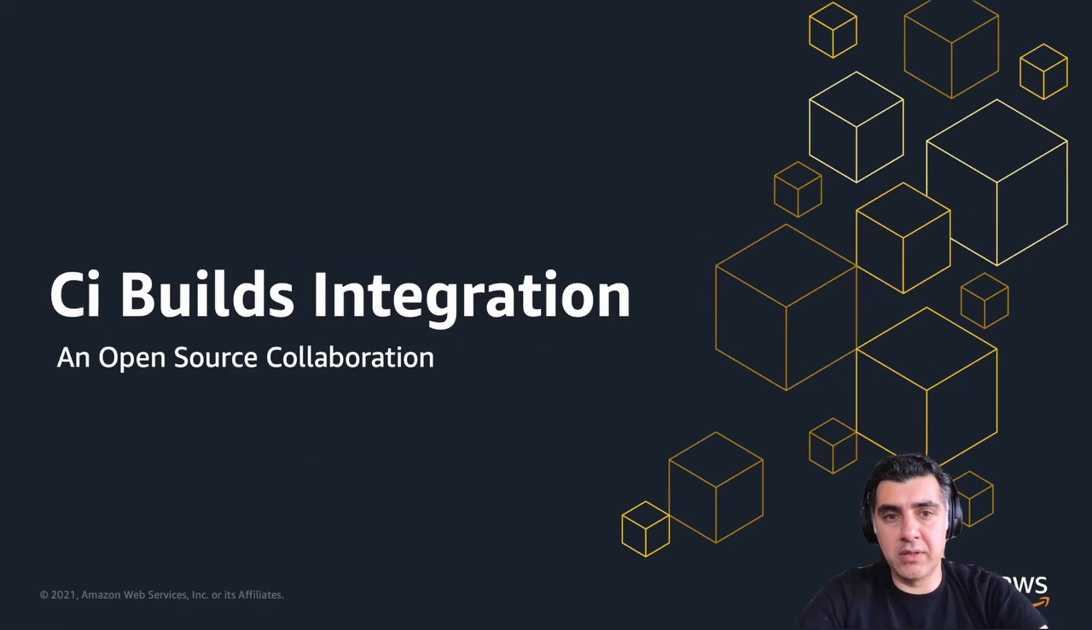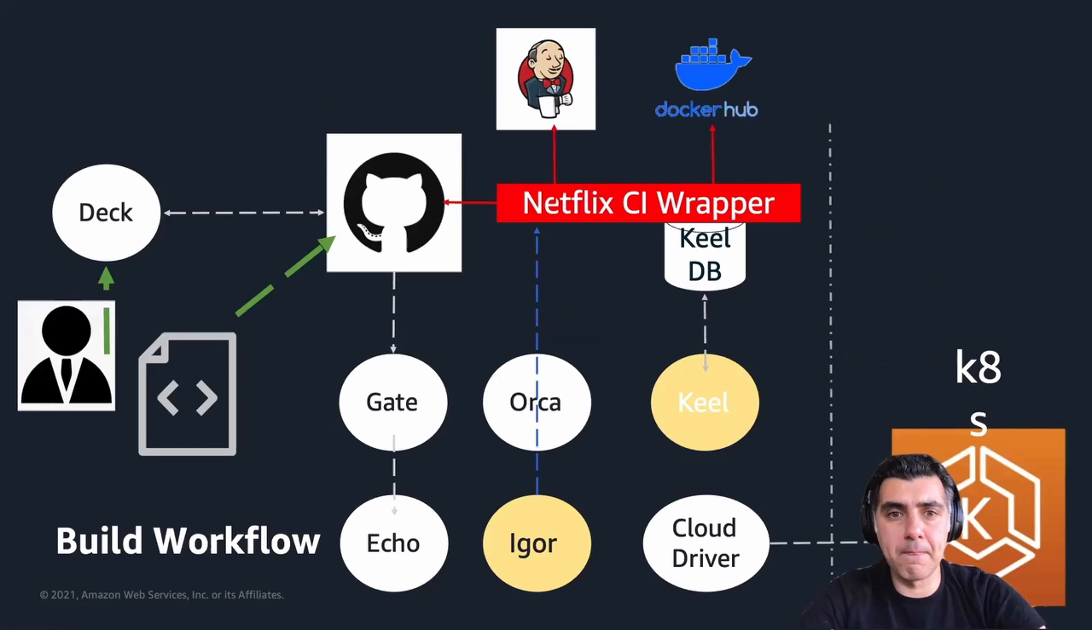So let's talk about the integration and the open source collaboration that resulted in this integration. All right. So the CiBuild integration is something that Netflix already had internally. Basically, Netflix has something called a CI wrapper that sits in between Spinnaker and their source control system and their build system, which I believe is Jenkins.